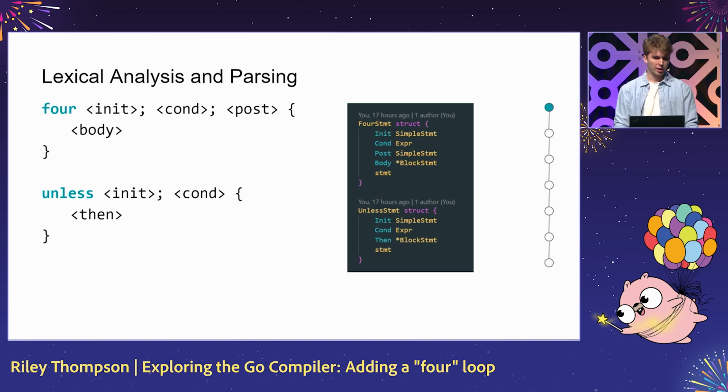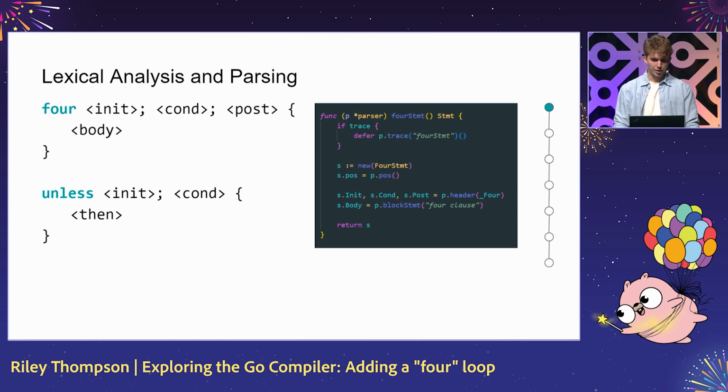Before we can start parsing out our 2 new statements, we first need to define the structure of each. These should look familiar to the regular for loop, where we have an initialization, a condition, a body, and a post statement. This structure is reflected in the Go struct on the right-hand side. And this embedded statement struct here is what contains the positional info for things like error reporting and debugging.